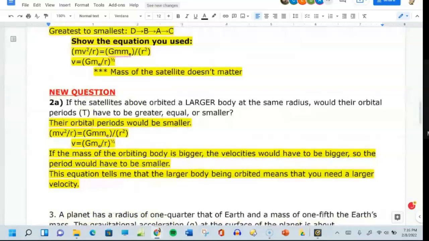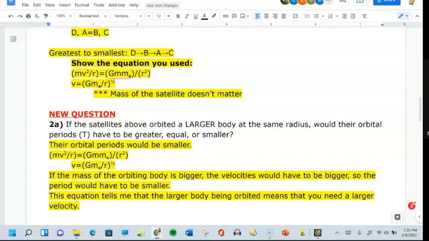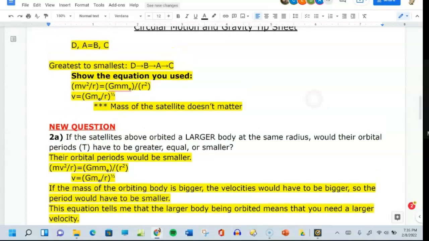mv squared over r, where the mass of the satellite cancels out, the little mass, the orbiting mass, and you're left with V equals radical GME over R. Now, notice, this is sort of a generic equation. If the big planet happens to be the Earth, this is the equation. But what if it was a satellite going around the moon? Well, that wouldn't be ME, it would be MM, or if it's Jupiter, the big planet being orbited is the thing that remains. The little satellite mass is what cancels out.